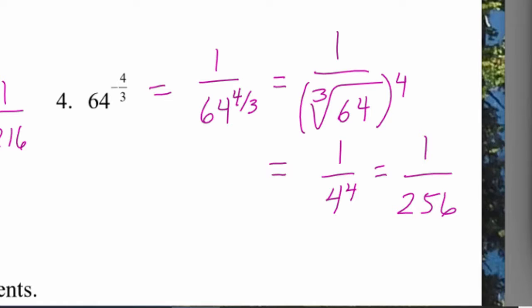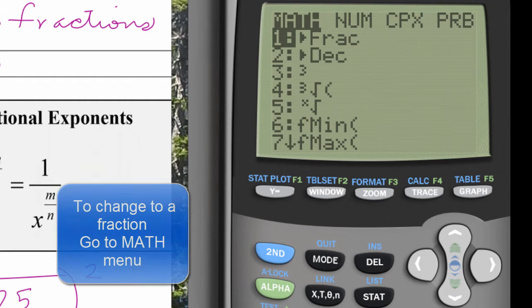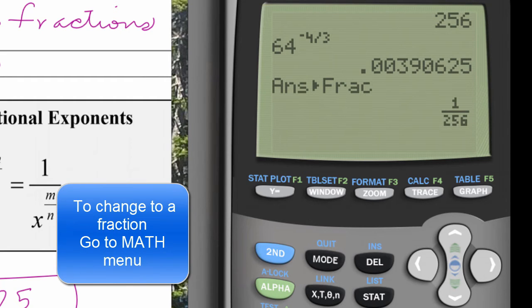Okay. Now I'll show you that we can do this, even the negative exponents, in your calculator. So 64 to the negative 4/3. Uh-oh, it gave me the decimal, so I'm going to go to the math menu and hit enter, and there's 1/256. Okay, perfect.